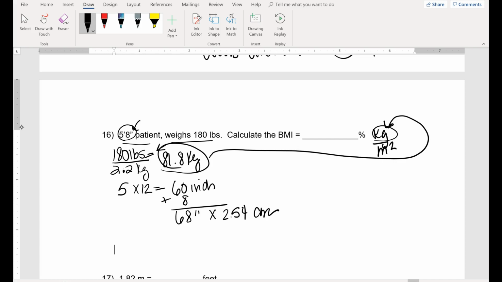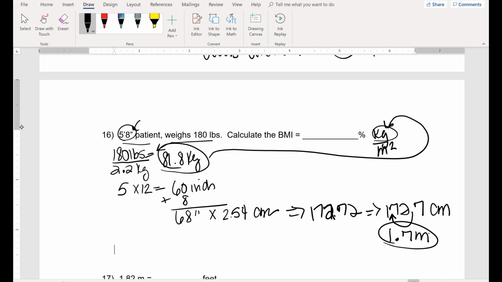We have 68 inches times 2.54 centimeters, which gives us 172.72, which gives 172.7 cm. Okay. Remember, in order to get our meters, we're moving our decimal over 2 places, and we get 1.7 meters. So meters goes here.